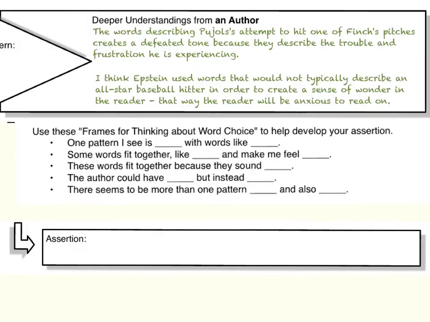Now that you have deeper understandings, you need to create your assertion. You have 2 tools to create your assertion. The first is all of the information that you've put in your deeper understandings box. You want to try to include all of the main points from each of these deeper understandings into your assertion sentence. You can use the frames for thinking about word choice to help you develop your assertion. Remember, you don't have to use one of these frames. These are just to help you in case you're stuck.